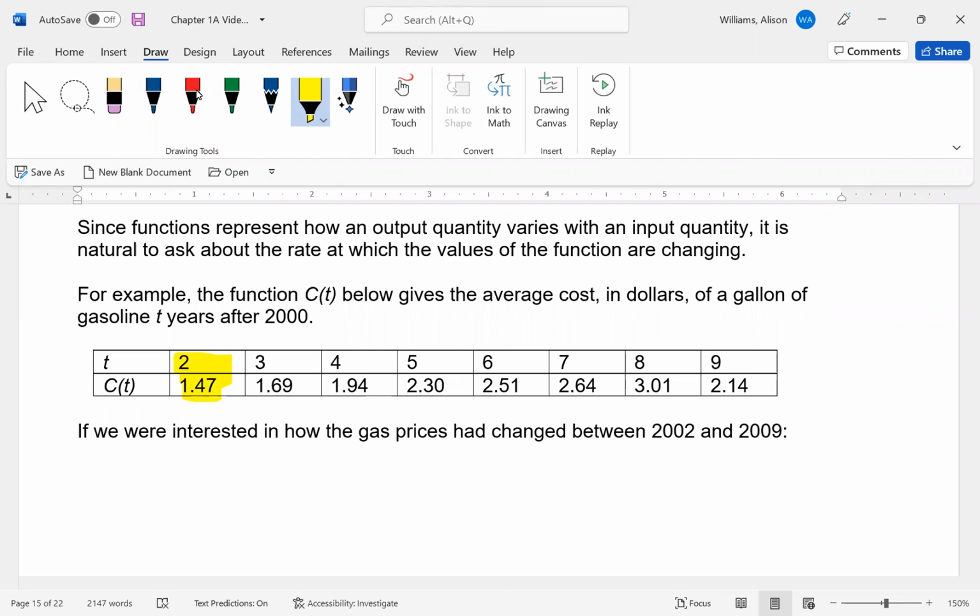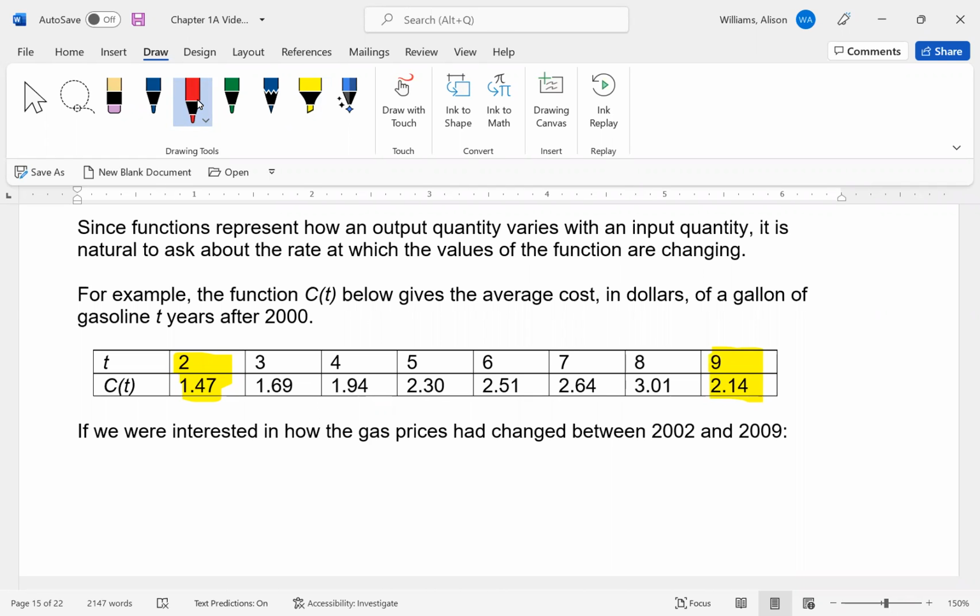Okay, so suppose we're interested in looking at how the gas prices have changed between the years 2002 and 2009. So 2009 would be this value over here. We could see that 2009 wasn't the highest year listed here. That would be 2008, the year before, when it hit 3.01. Don't you wish, right?